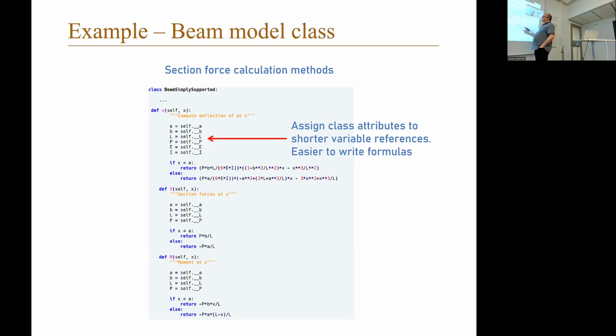And then I have this, which I do just for convenience here. It's much easier to use A instead of self.A in the formula, so that when I do this, it's much easier to write the formulas like this. Then, if it's less than A, it will return this. Otherwise, it will return this formula.